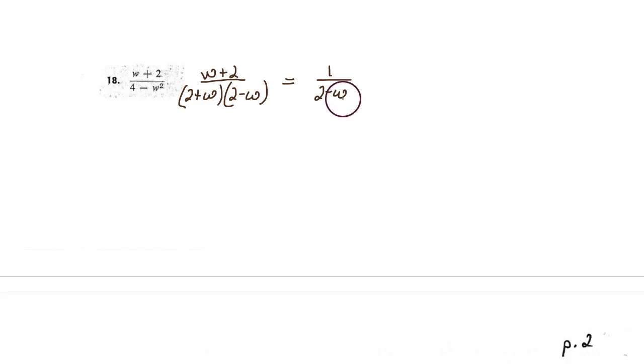Now let's get our domain restrictions. From that first factor, w cannot be negative 2, because 2 plus negative 2 would make 0. In this other factor, w cannot be positive 2, because 2 minus 2 would be 0.